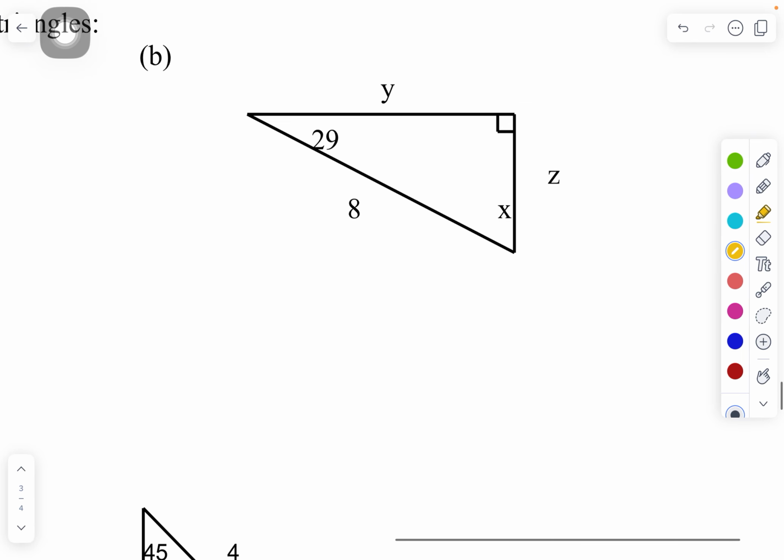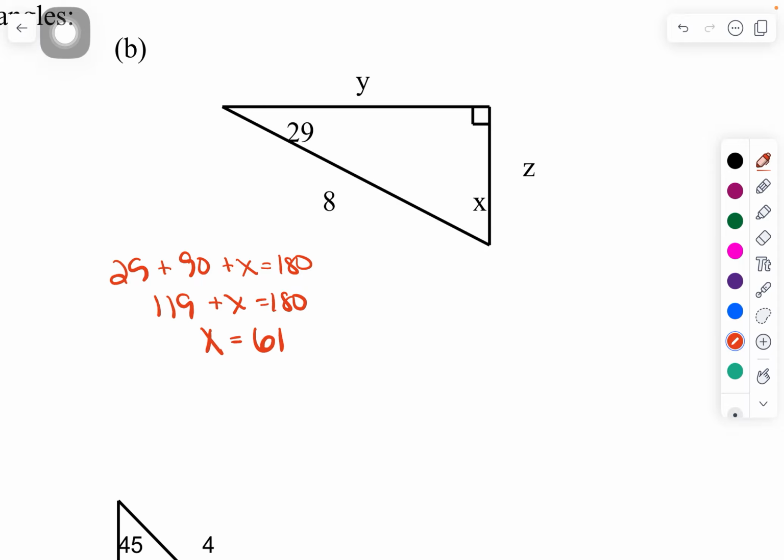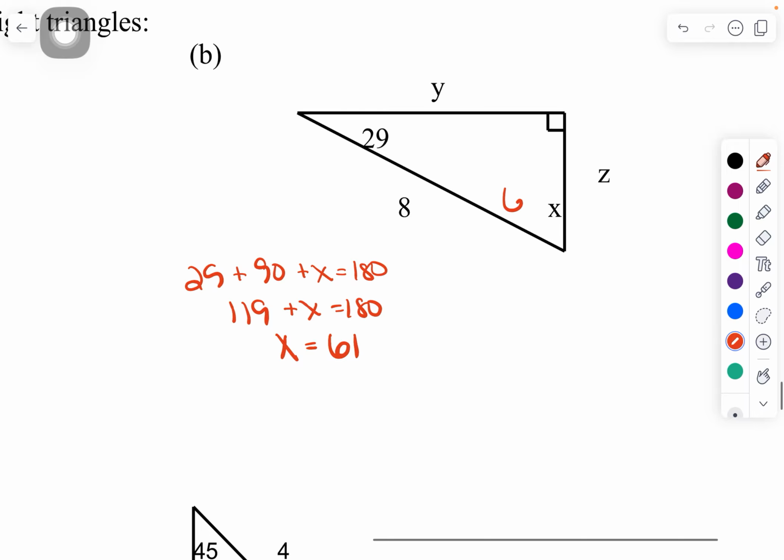Sliding on over, part B is the same exact kind of problem. So let's see what we got here. I am going to find x first, this angle, then I will talk about finding y and z. So for x, I'm going to take 29 plus my 90-degree angle plus x has to equal 180. Let's see, 29 and 90 is going to make 119, plus x equals 180. Subtracting 119 from both sides, 61.